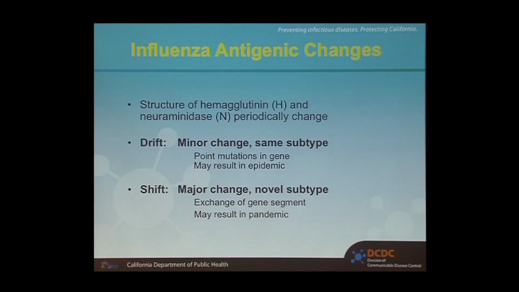So when you have a major shift like that, often due to the exchange of an entire gene segment or several, often you will have very little population immunity. Very few people have seen these new viruses before, and therefore that can cause severe morbidity and mortality. We don't have a lot of innate immunity, and that can result in a pandemic.